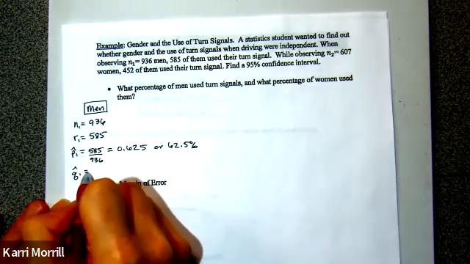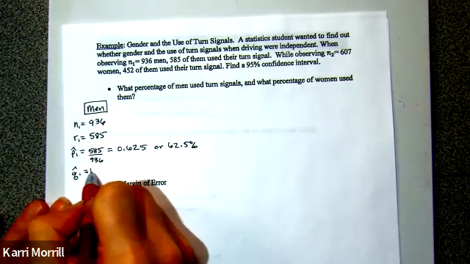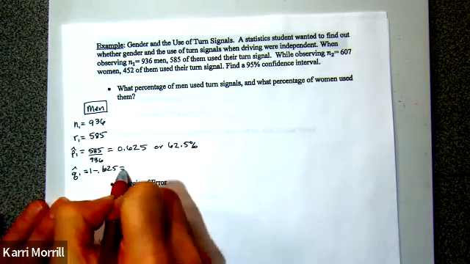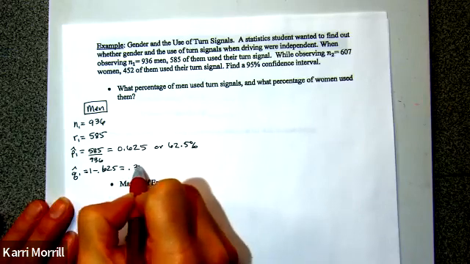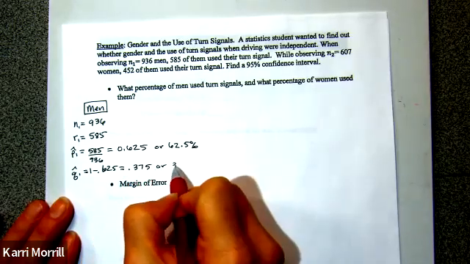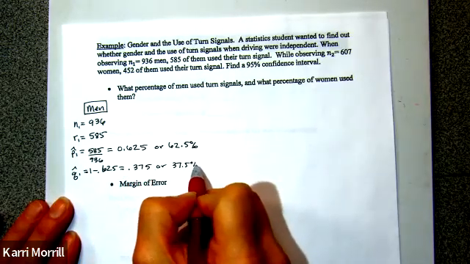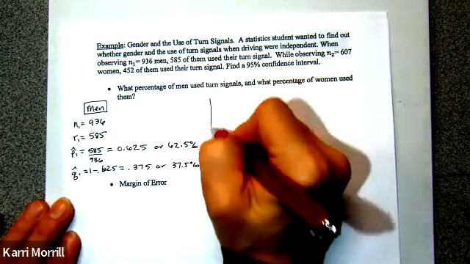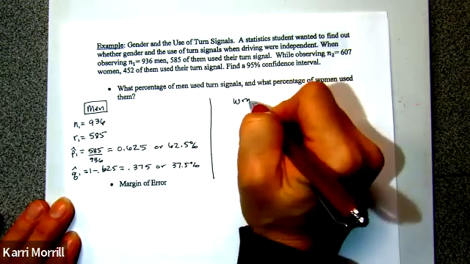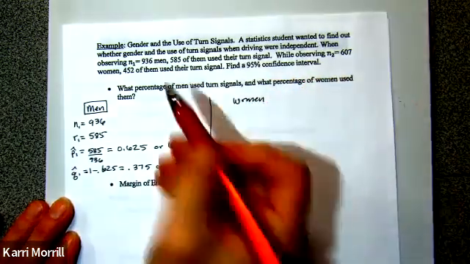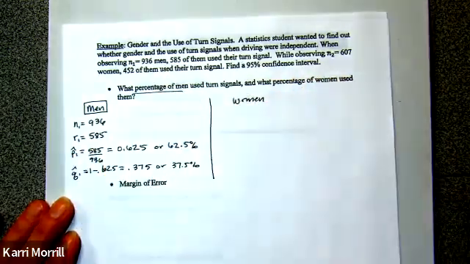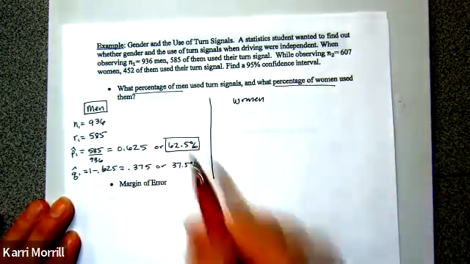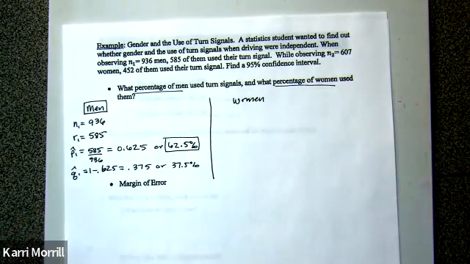Q hat would be subtracting that, 1 minus 0.625, and so 0.375 or 37.5% did not, is what that means. Women, and it just says what percentage of men use their turn signal and what percentage of women. So we would be answering here. Percentage of men who used it was 62.5.